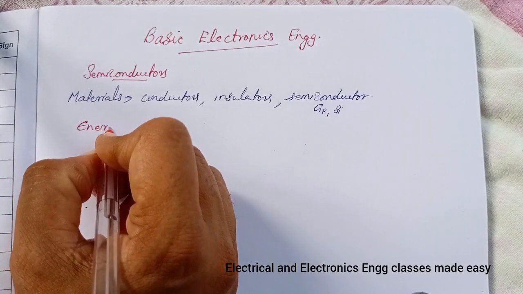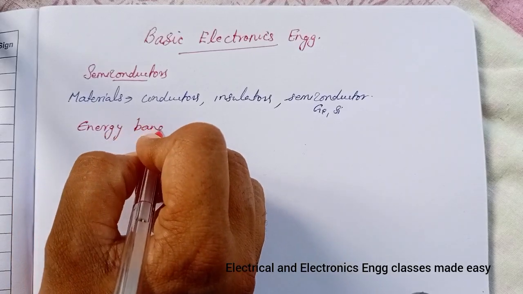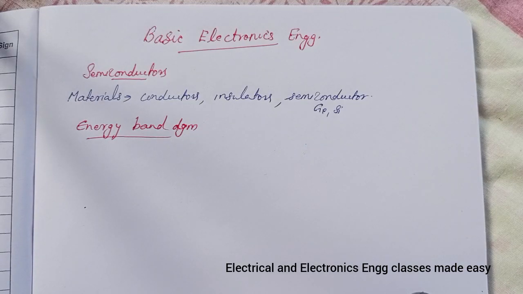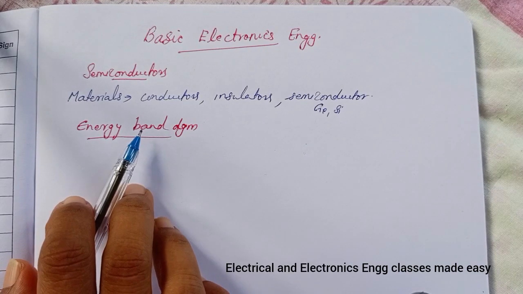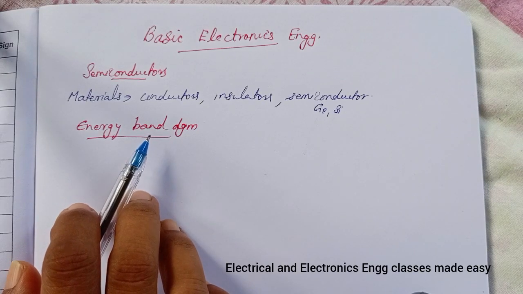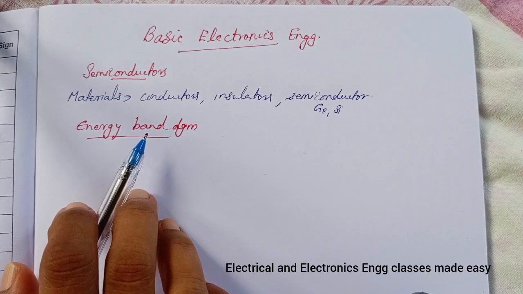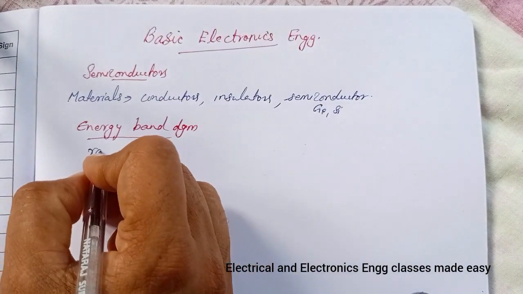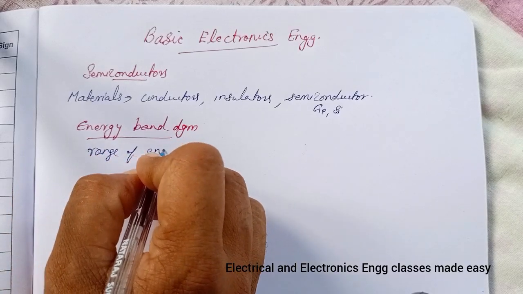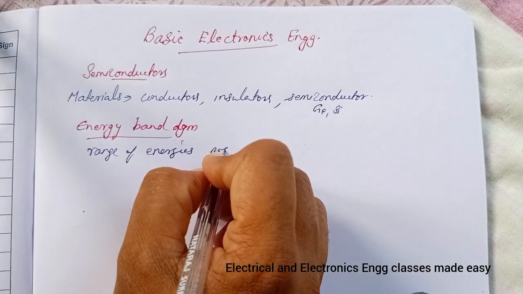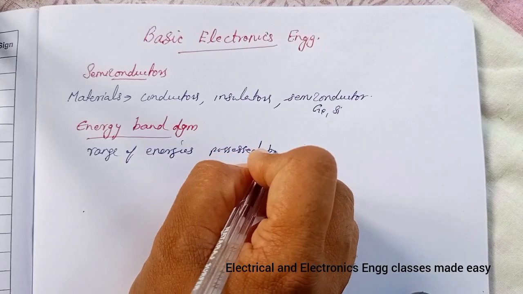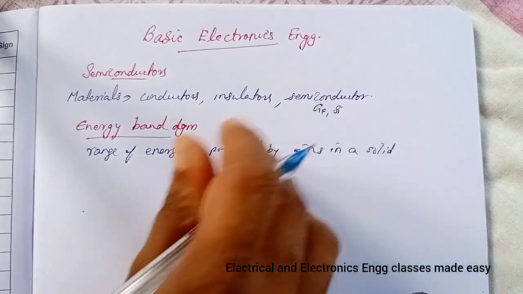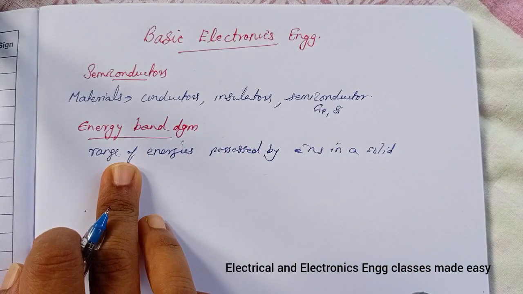Next, we have to know about the energy band diagram. So, what do you mean by energy band diagram? The energy band structure of a solid determines whether it is a conductor, an insulator, or a semiconductor. So, energy band diagram means the range of energies possessed by electrons in a solid is known as energy band.